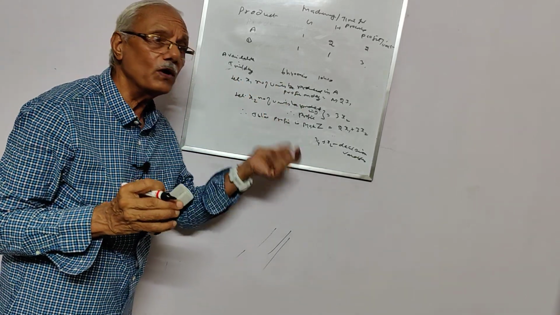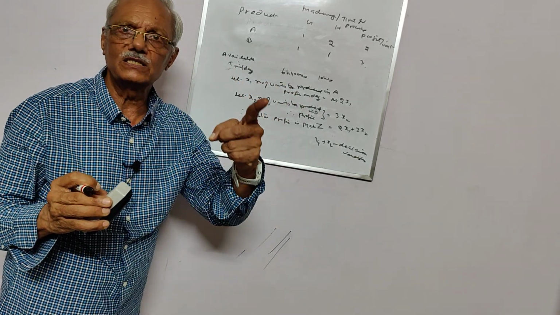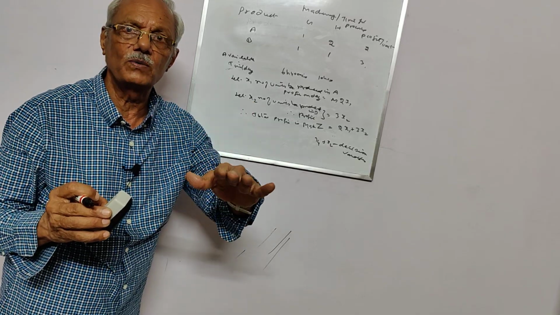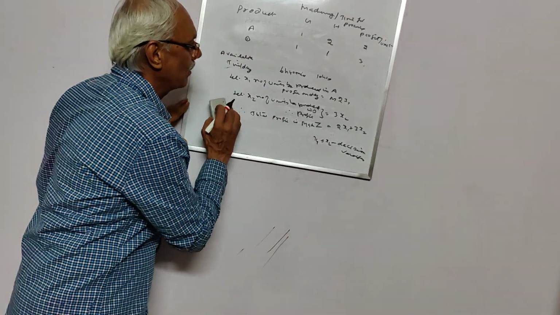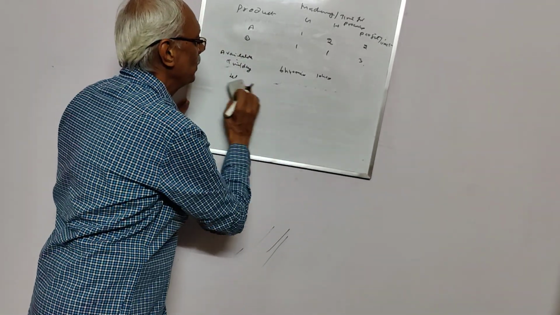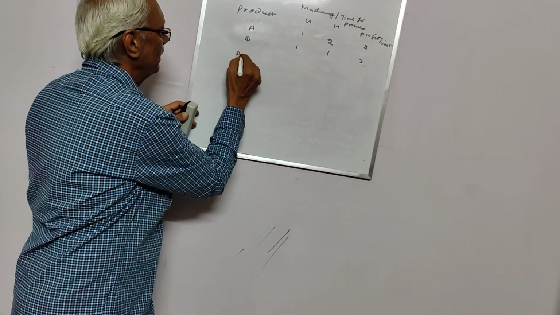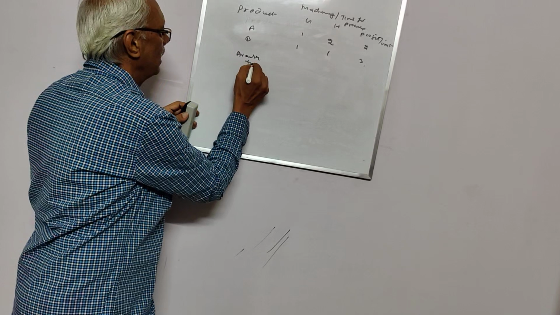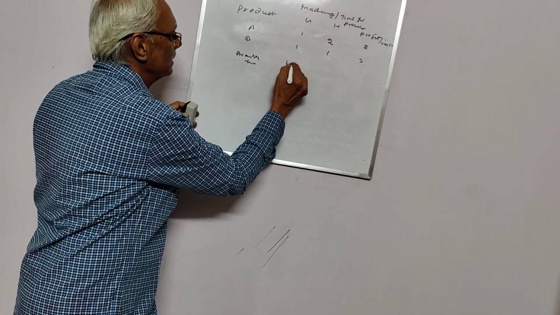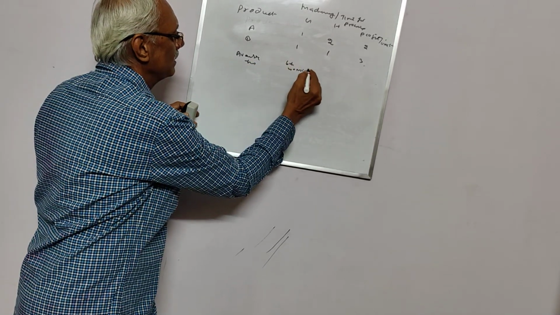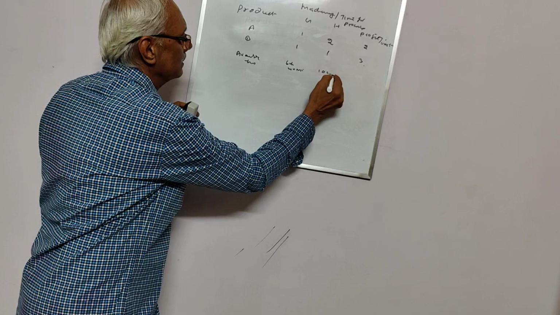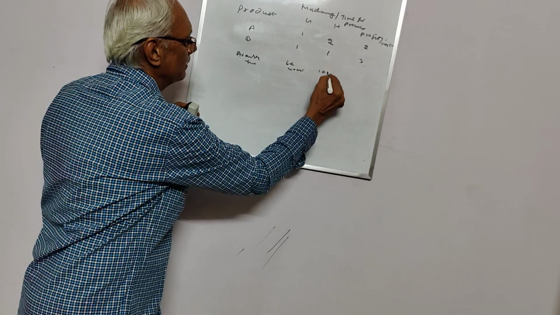Now I should formulate the constraints. How the constraints are formulated, I'll tell you. Now I'll rub this off because of space. See here, the available hours: 6 hours 40 minutes and 10 hours.